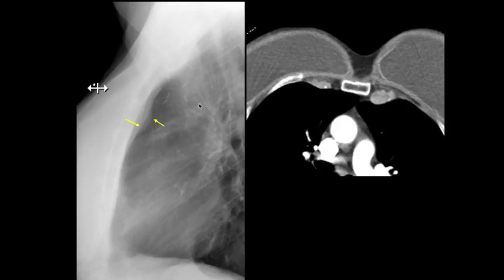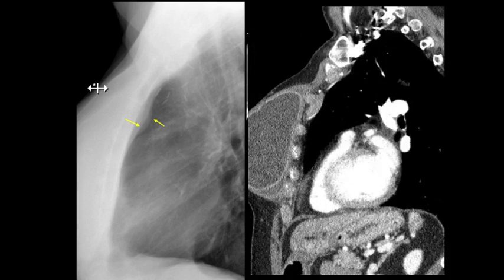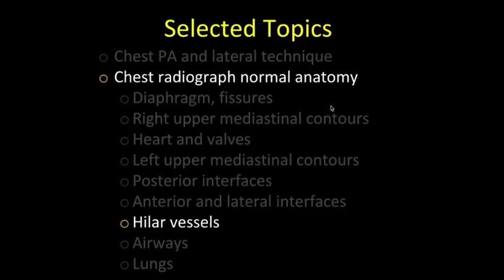Here's an example of deviation of these lines. We can see this focal convexity, two convexities actually, that correspond with two internal mammary lymph nodes that are enlarged. We can see on this sagittal reformat the correlation of these convexities with the region of the internal mammary artery and vein, which have adenopathy, and see how it abuts the adjacent lung.